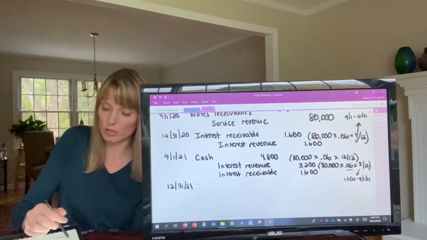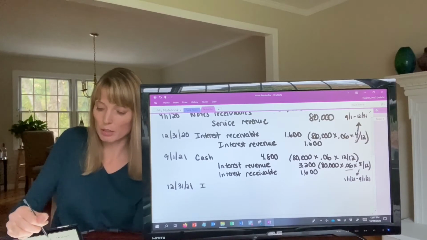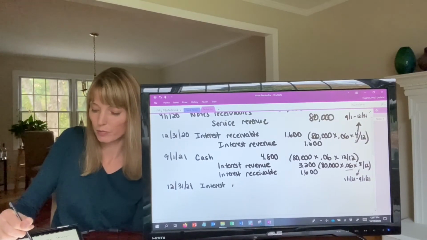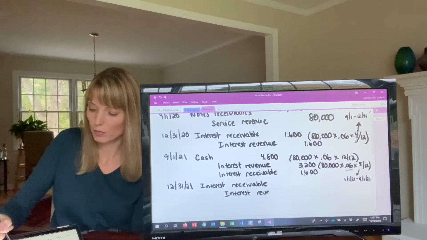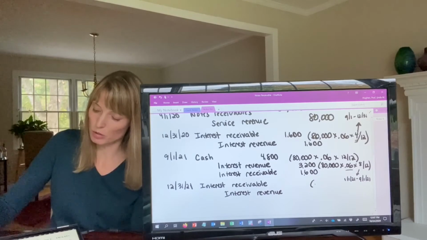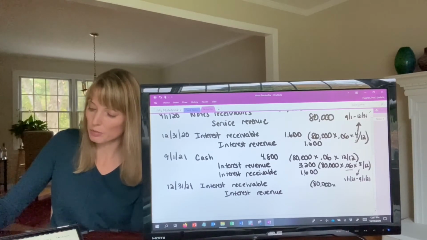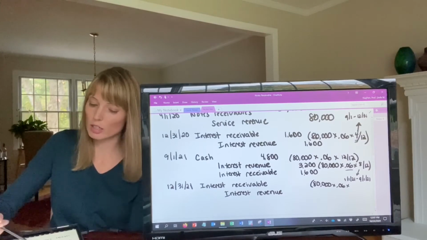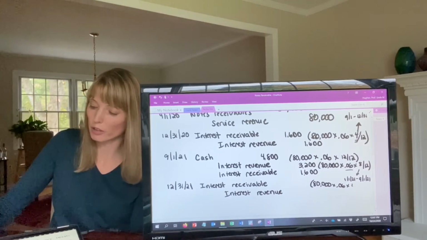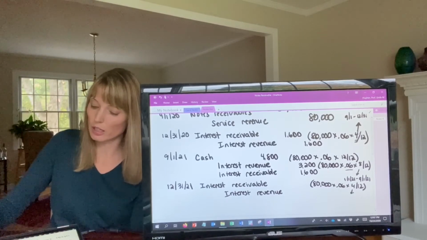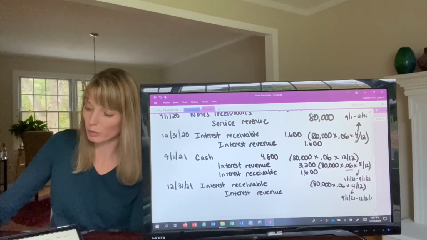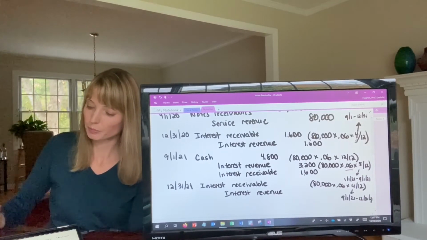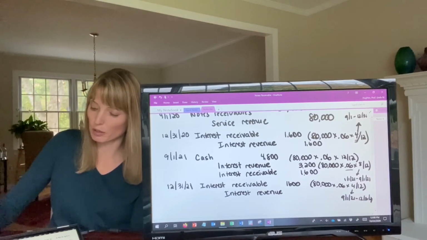So I want to, once again, similar to how we did at the end of last year, debit interest receivable and credit interest revenue. And this is going to be for the $80,000 times the 6% times, just like we did last December 31st, 4 out of the 12 months. Again, these 4 months relate to September 1st, 2021 through 12/31/21. So again, our debit and our credit are each going to be for $1,600.